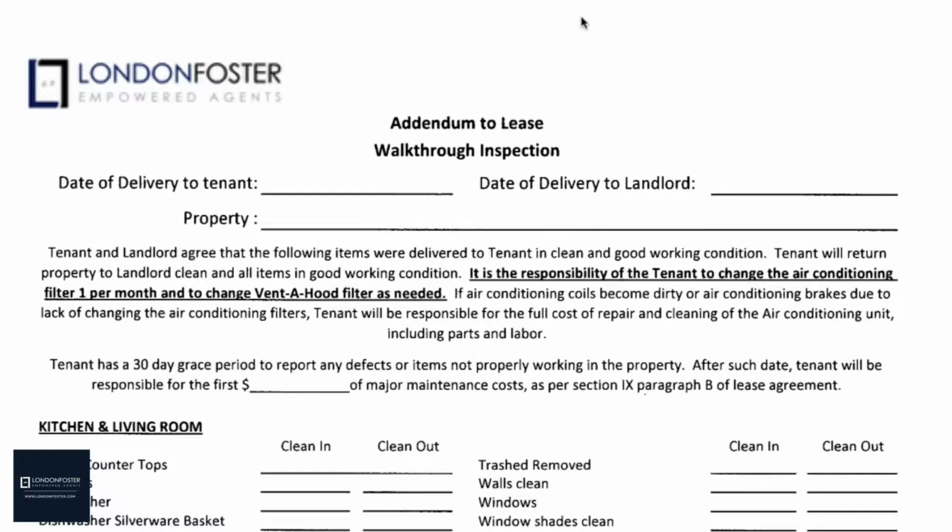It also states what is already in the contract, which is that the tenant has 30 days to report any defects, so it doesn't have to be that exact day, but if something were to happen within those 30 days, the landlord has to fix it immediately. After such date, it is a responsibility for the first, whatever you put in the contract, usually it's $200, of any major cost is responsibility of the tenant. Anything over that, then it has to go to the landlord.